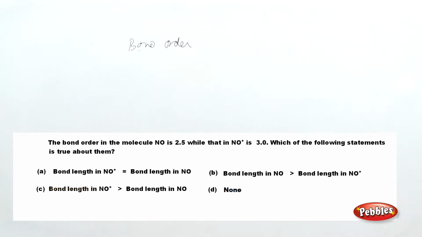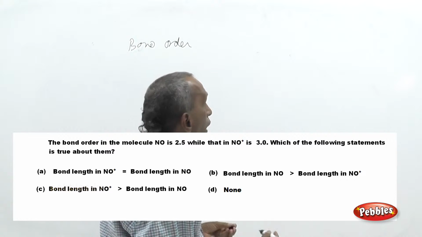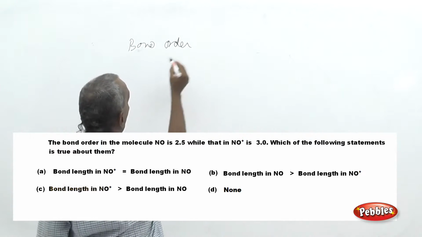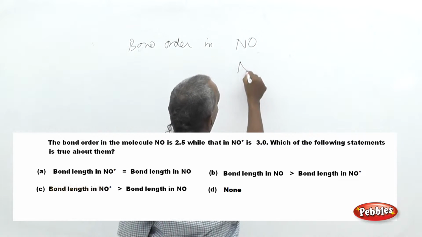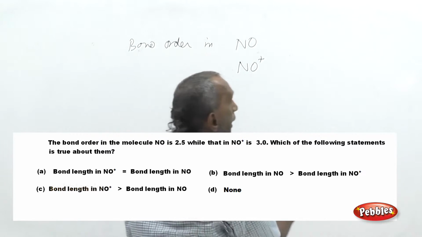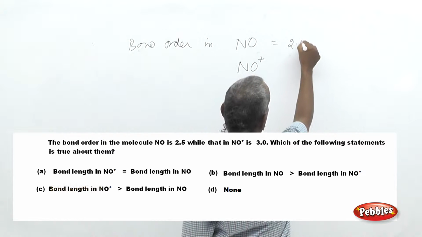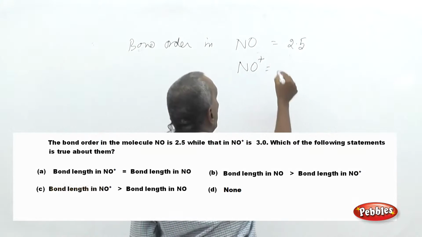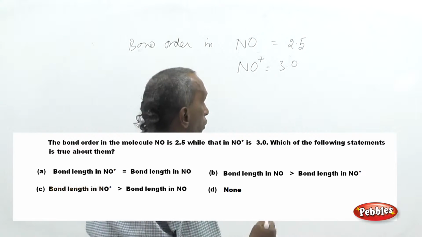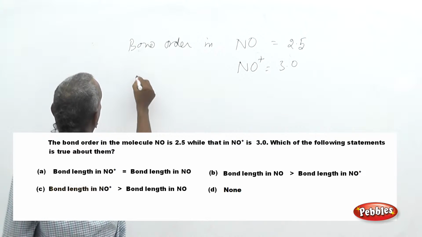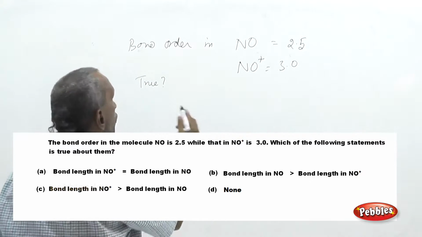This question reads as: which of the following species? So they have given the bond order. Bond order in NO, nitric oxide, and NO plus, nitrosyl cation, are given. Bond order in nitric oxide is given as 2.5 and bond order in nitrosyl cation is given as 3.0. The question is, which of the following statements is true about these two species?